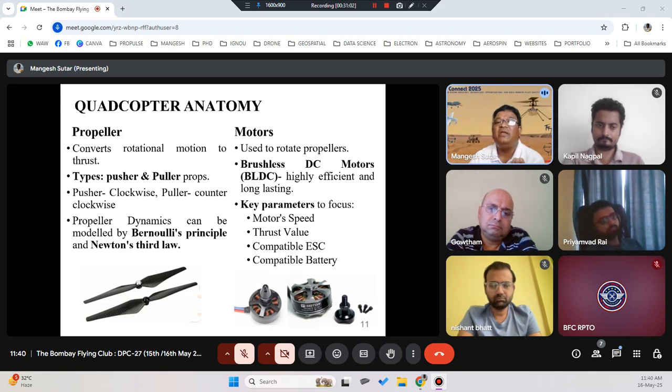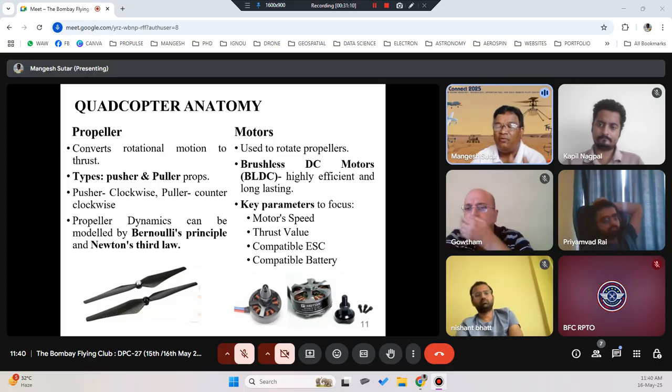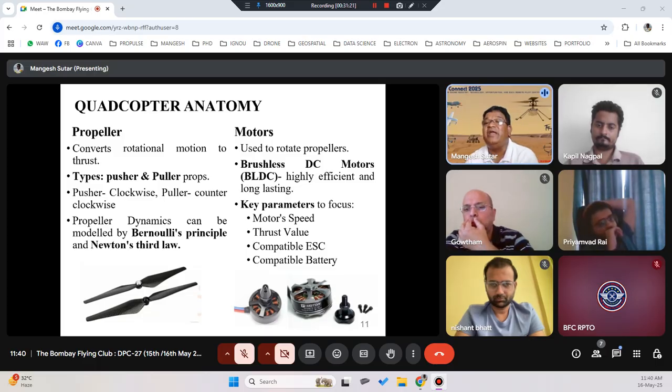The motor will be given a speed and a thrust value. I will make it very simple for you to understand. Like, I go to buy a motor because I want to design a drone. So I will see what motors are available in the market, and I will see the values: motor speed and thrust value. Thrust value is nothing but how much weight it can pick up at 100% thrust. So at 100% thrust, one motor can pick up a 10 kg weight.